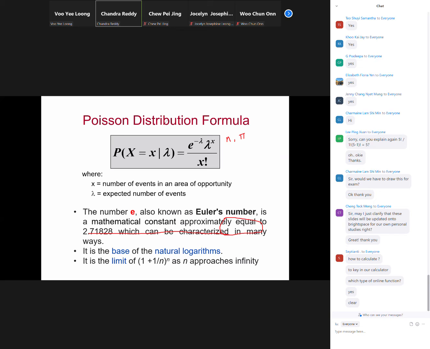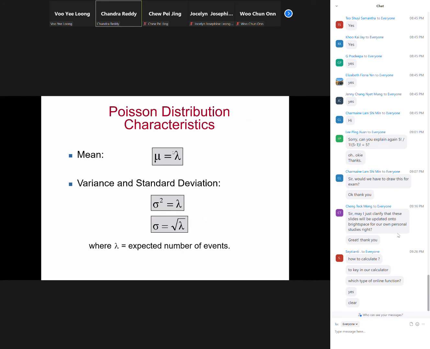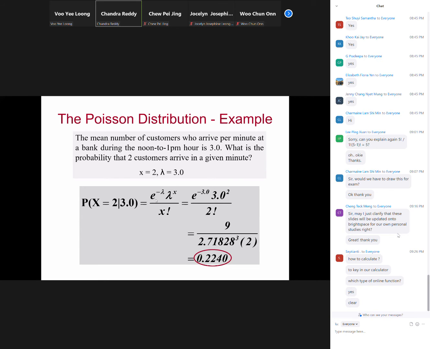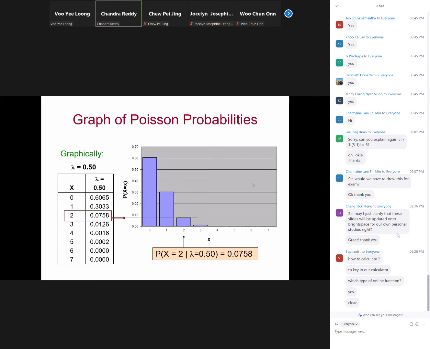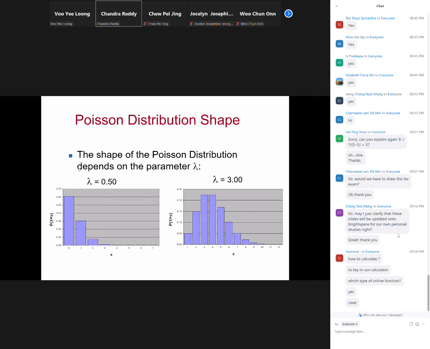Then for Poisson's distribution, the mean and standard deviation will be quite straightforward. The mean is equivalent to the expected number of events per unit, that is lambda value. Then the variance is also equal to lambda. The standard deviation is the square root of lambda. All right. So this is an example of how you can calculate the Poisson's distribution. The shape of Poisson's distribution depends on the lambda value.